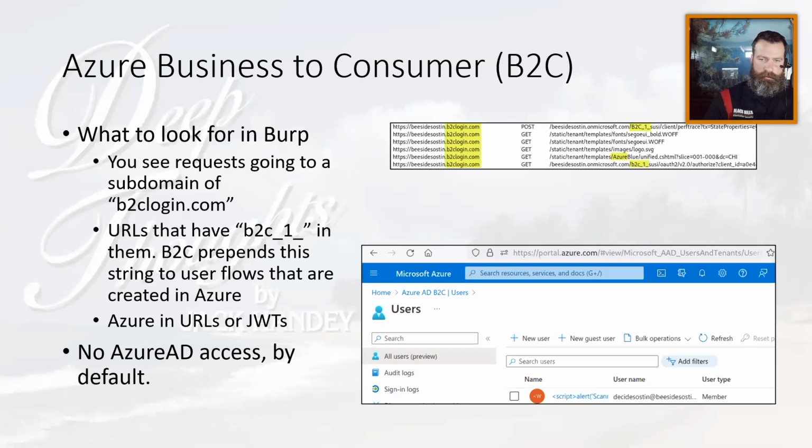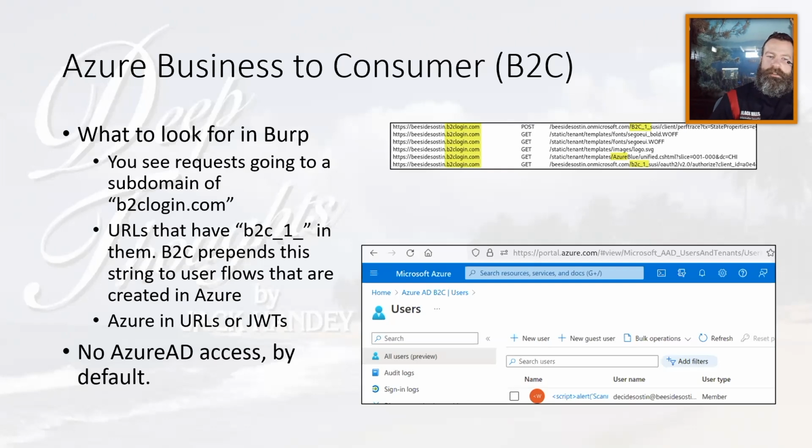So some of the clues to see that you have Azure B2C in play: you're going to see requests going to a subdomain of b2clogin.com. Oh, by the way, I meant to mention this earlier. If anyone knows some sweet tricks for hacking Azure B2C or escalating from an Azure B2C account, drop that in the Discord because I'd love to know. But it's on my list of things to look into.